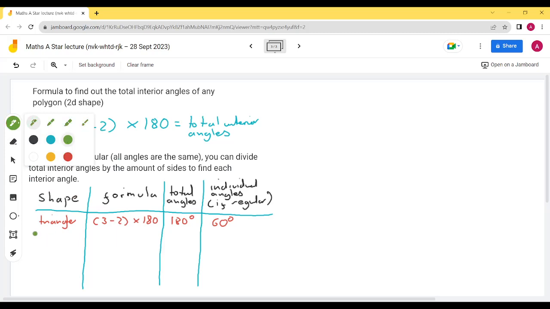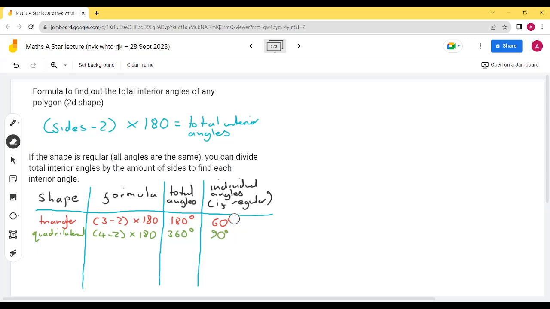Now next we've got quadrilateral, which is any four-sided shape. And again, this should back up what we said earlier. We've got four sides minus 2 times the 180, and that's going to give us, as we said earlier, 360 degrees. And if you divide that by 4, you're going to get 90 degrees, which hopefully most of you will realize is a right angle, because a regular quadrilateral is called a square. A rectangle obviously also has four right angles.